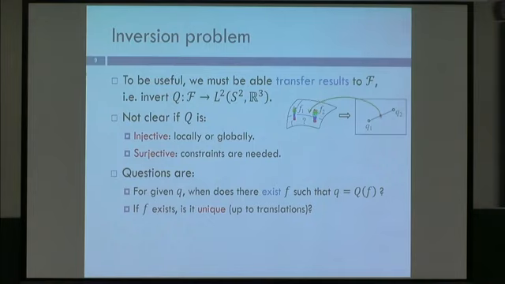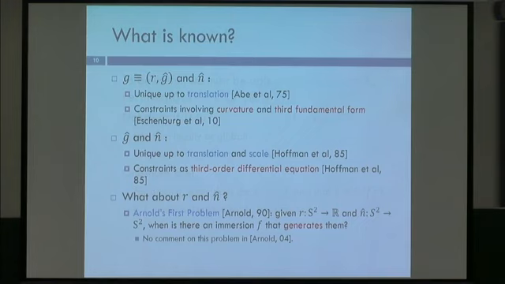So we have these questions. When does there exist a surface that corresponds to a given Q? If it exists, is it unique? Up to translations, because we're dealing with derivatives, so we'll never recover the position of the surface. Okay, so what do we know about these problems?